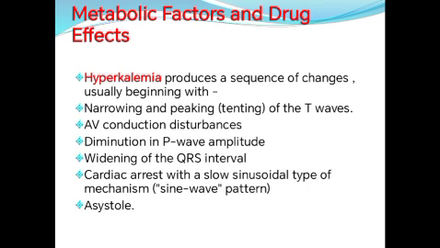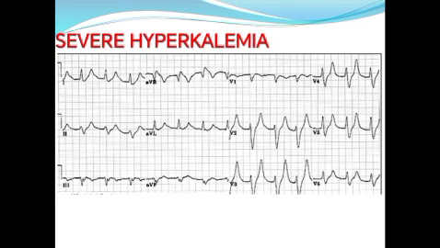After that, we have widening of the QRS interval, meaning the QRS will be very wide, more than 3 small squares in width. Cardiac arrest follows a slow sinusoidal mechanism, called the sine wave pattern, and then even asystole. Here's an example of that. We especially find this sine wave pattern indicating severe hyperkalemia. As we see here, the QRS is now very wide, and maybe then bradycardia.